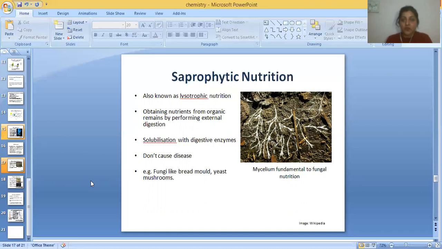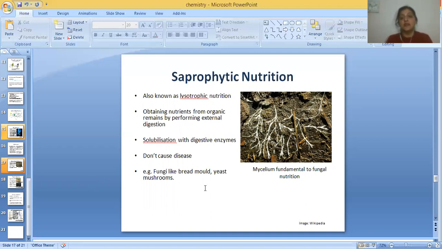In this, organisms obtain their nutrients from organic remains, generally dead and decayed matter, and they perform external digestion. External digestion is also known as extracellular digestion, where they throw their digestive enzymes on the food and solubilize it. And these solubilized molecules are then ingested. Saprophytic nutrition does not cause any disease, just like the parasitic organisms do. Examples are bread mold, yeast, and mushroom.